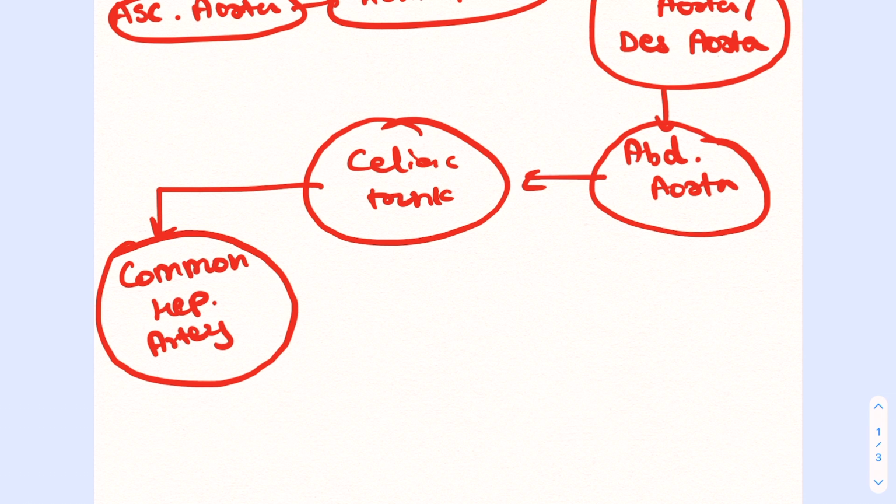Now, common hepatic artery splits into gastroduodenal artery. Gastroduodenal artery is the artery of interest, since it carries blood to the pylorus of the stomach, head of the pancreas, and proximal duodenum. And when you think about it, it makes sense because pylorus of the stomach, proximal duodenum, and head of the pancreas all lie in the upper right quadrant.